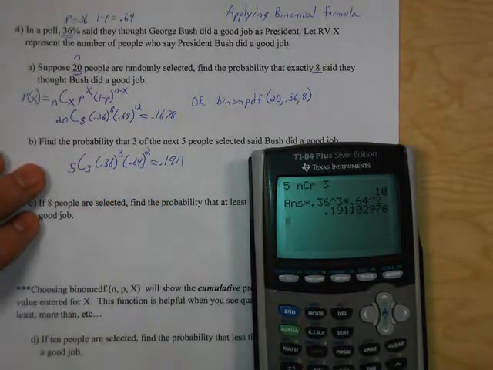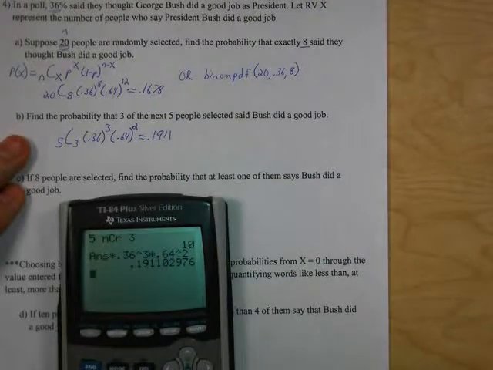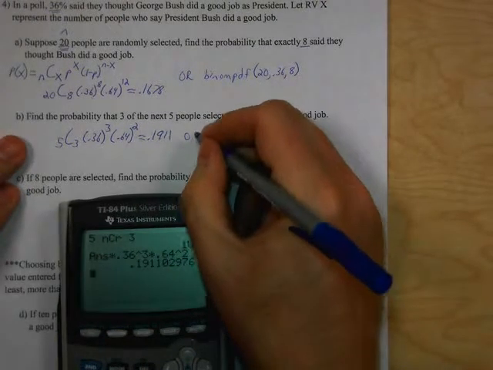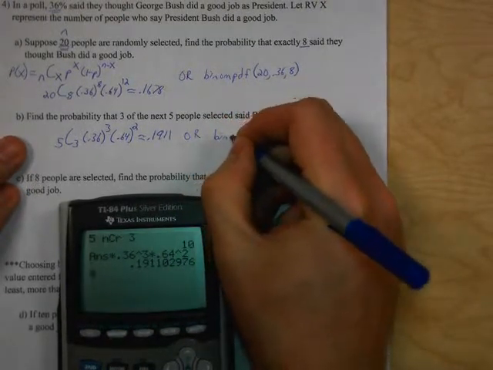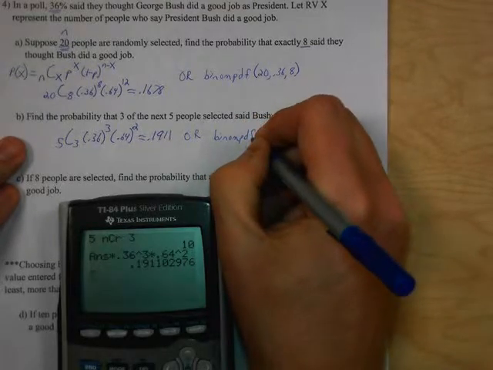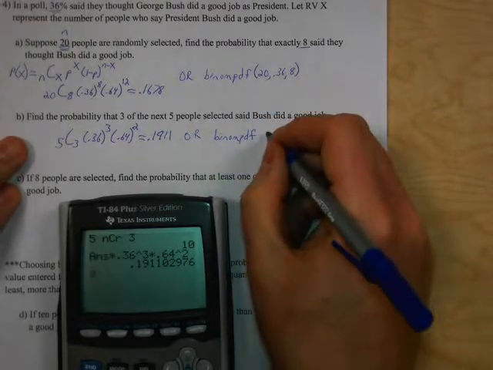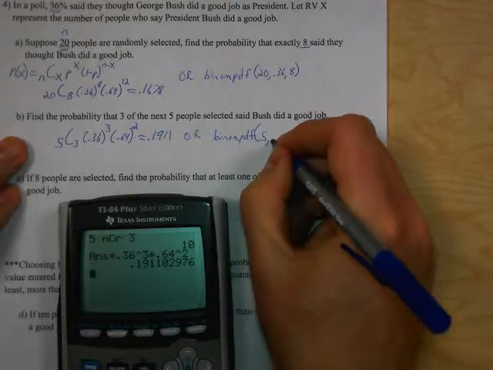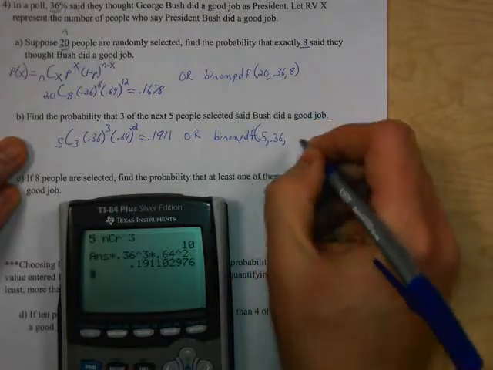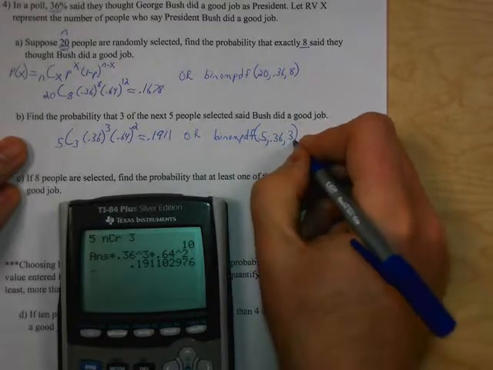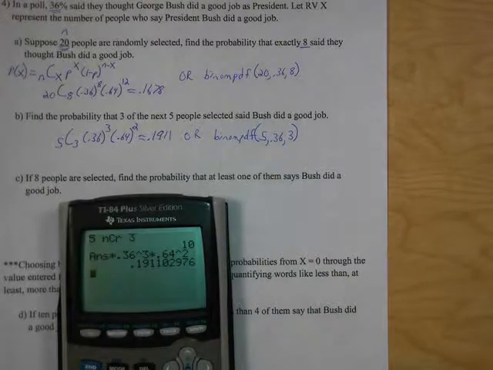Okay, using the calculator, with the binomial, you would have binomial PDF 5, 0.36, 3. And that would give you the same answer. Okay, I'm not going to go through the steps on that again.